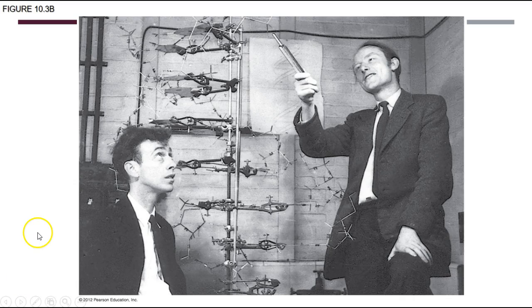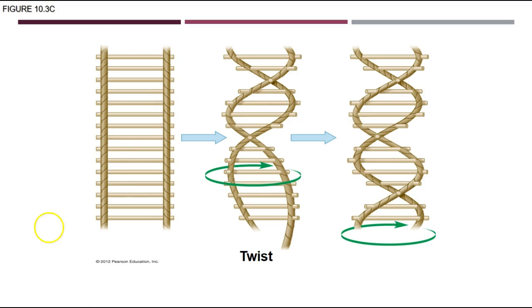You can see in the picture that Watson is very young. He was about 23 or 24 at the time, and Crick was in his early 30s when they made this discovery. So what they basically said was that it was like a ladder that is twisted. The side pieces of the ladder were made of alternating phosphates and sugars, and the nitrogen bases formed a pair that made the rungs of the ladder, and then if you twist the ladder, that gives you the double helix structure.